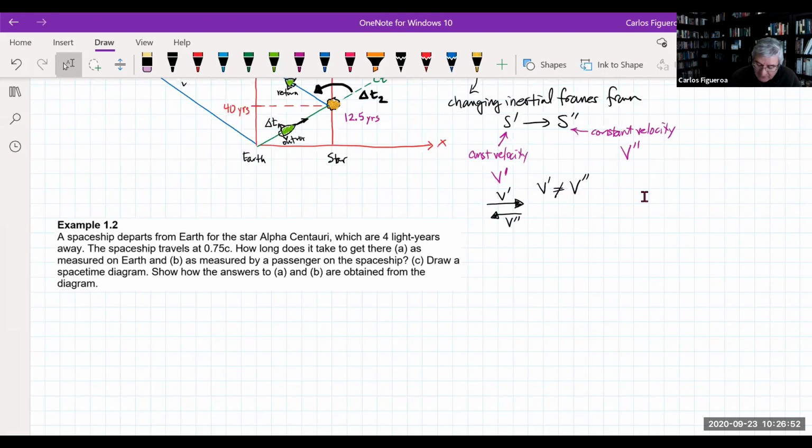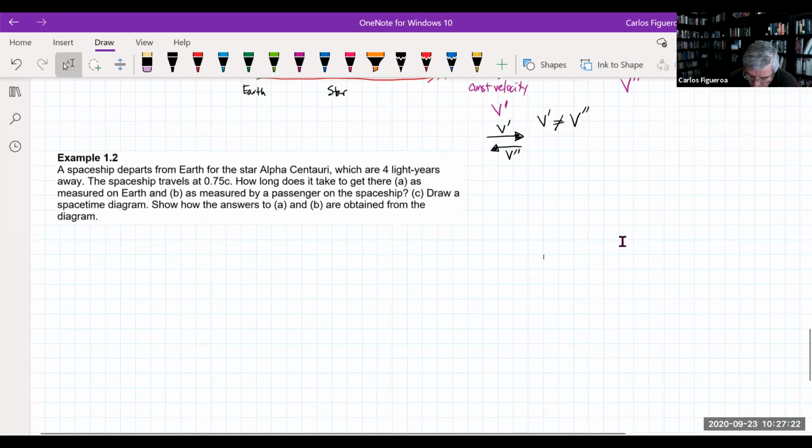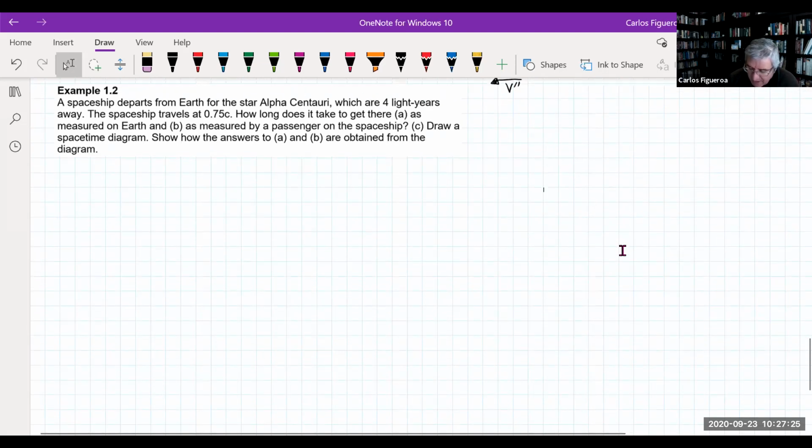So what you have here is a spaceship that departs from Earth for the star Alpha Centauri, which is 4 light years away. Actually, it's a series of stars, it's not just one. And then the spaceship travels at 0.75 C. How long does it take to get there as measured from Earth and as measured by a passenger in the spaceship? Then it says draw a space-time diagram. Again, this picture is very similar to what we've been drawing, but I want to take a slightly different viewpoint on how we look at this thing.